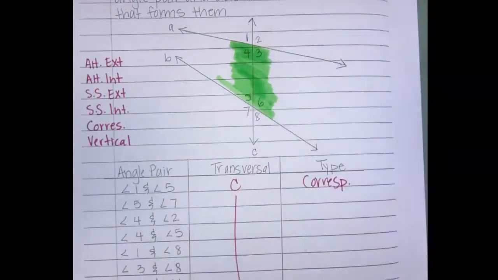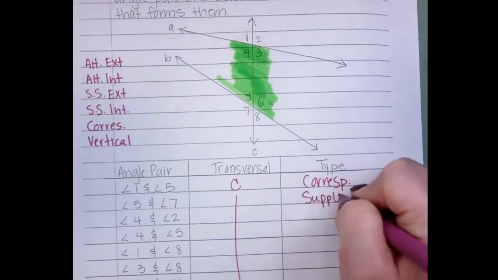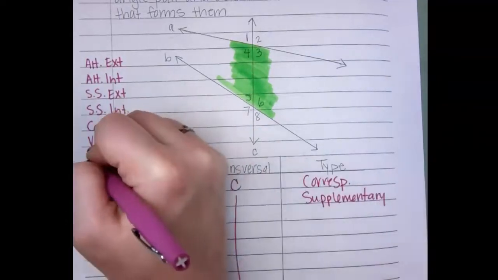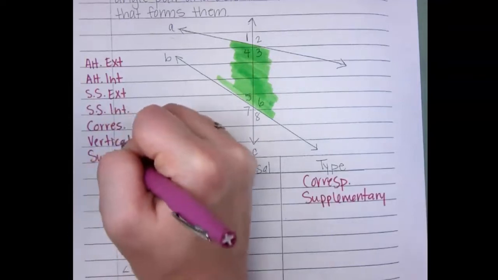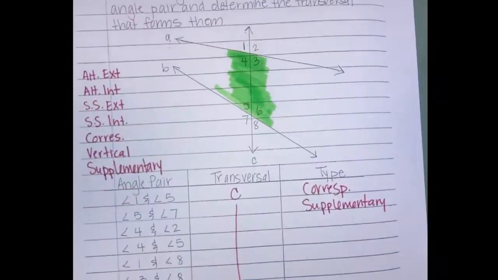All right, 5 and 7. Oh, so interesting, because I didn't really talk about 5 and 7, right? I hinted at it earlier today, but 5 and 7 is just plain old supplementary. So I guess we could add that to our list. 5 and 7 are supplementary.